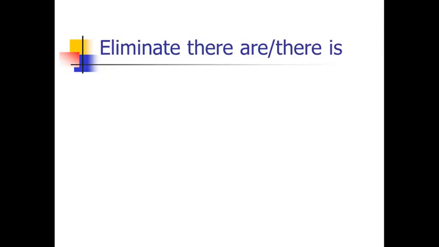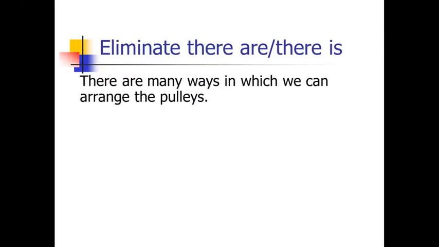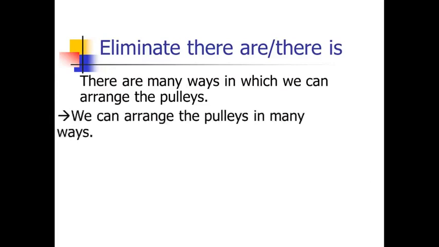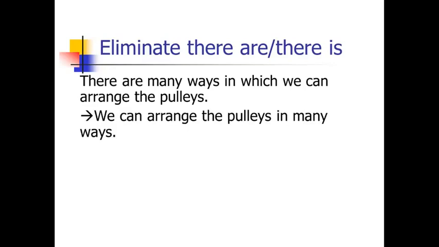Another little thing you can look for are instances where you've got there are or there is, when you actually completely don't need those words. So here's a very simple example. There are many ways in which we can arrange the pulleys. It kind of feels like you need the there are, but in fact you actually don't need it. You can just say, we can arrange the pulleys in many ways. You can drop that whole there are. Be on the lookout for when you're using a lot of to be verbs: is, are, was, were, be, been, and am. A lot of times there's a better verb there, or maybe you don't need the verb at all.